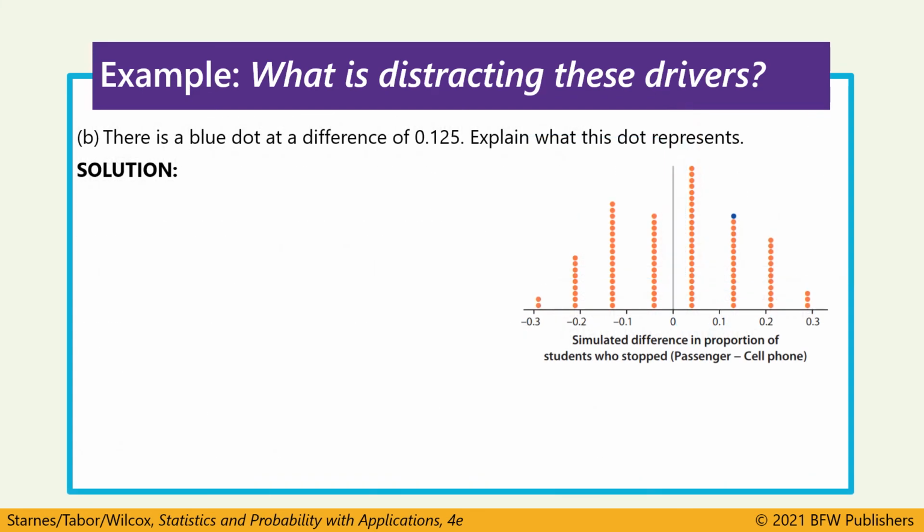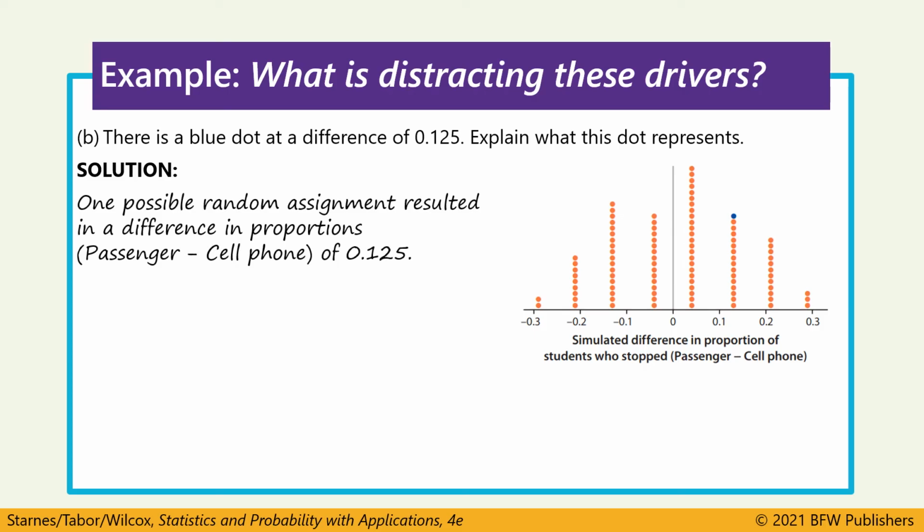So part B notes that there's a blue dot at a difference of 0.125 and asks us to explain what that dot represents. Now, every dot in this dot plot represents a single simulation where we dealt out all 48 cards into a passenger group and a cell phone group. Each of those had 24 cards in it. And then we recorded the difference in the proportions of people who stopped at those rest stops. This particular blue dot is just one of those possible random assignments in which the difference was 0.125, meaning the passenger group was higher by 12.5%.